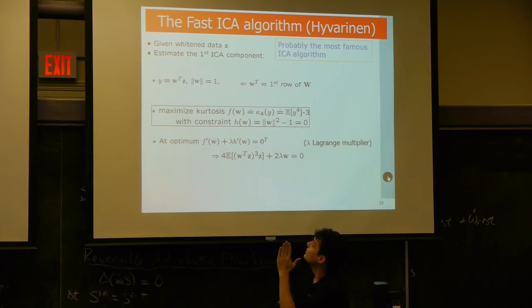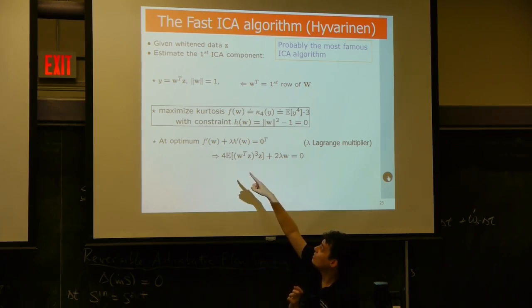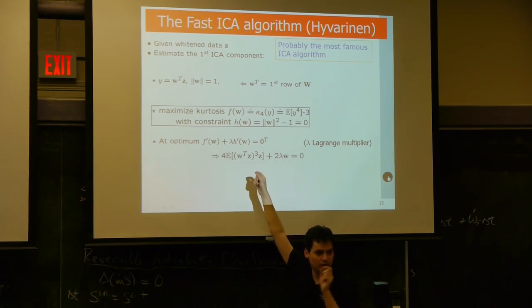So again, our whitened data is Z, and I just want to estimate one independent component. I'm looking for a W vector with which Y will be W transpose Z, and I want that Y to be, say, S1 or S2 or any independent component. But I'm estimating only one this time. Okay?